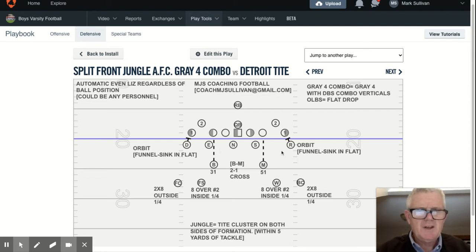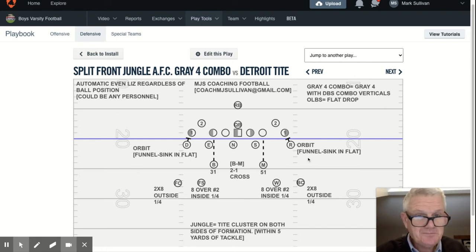Boom, done. The difference, because of the tightness of the cluster, is that both the rover and the dime line up in what we would call outside shade of number one. You could call it a 9 technique, but it's not necessarily a tight end, although if the cluster's really close, right? So just say outside shade of one. It's easier. And then what we simply say is funnel and sink, which means they are jamming two hands hard. It's orbit, so if it's a run, whether it's speed option or toss, they're coming up and forcing the ball inside now to all of this support.